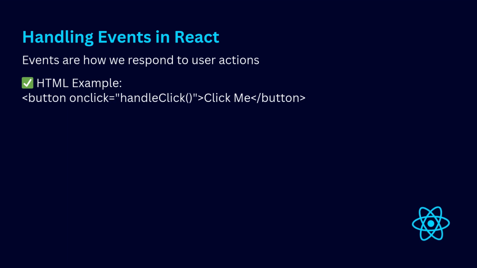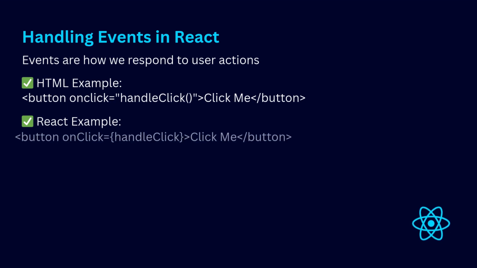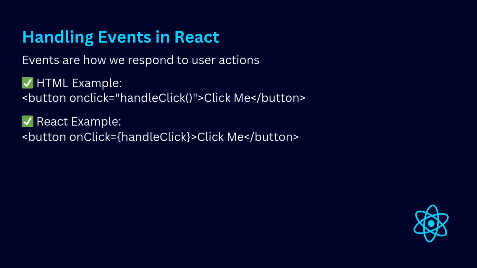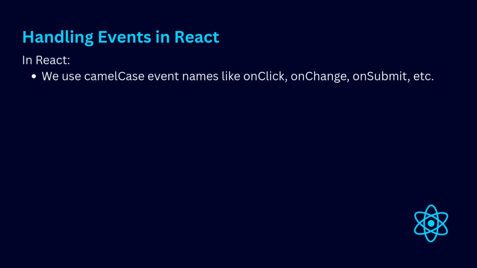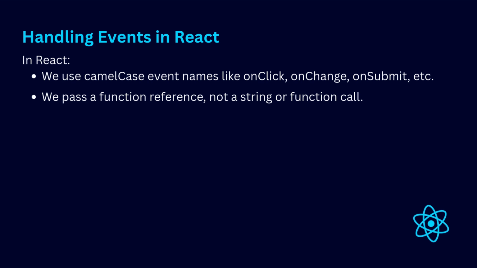<button onclick="handleClick()">Click me</button>. But in React, event handling looks a little different and a lot cleaner. Here is the same idea in React. <button onClick={handleClick}>Click me</button>. Notice two big differences. First, the event name is camel case, onClick, not onclick. Second, instead of a string, you pass a function reference using curly braces.